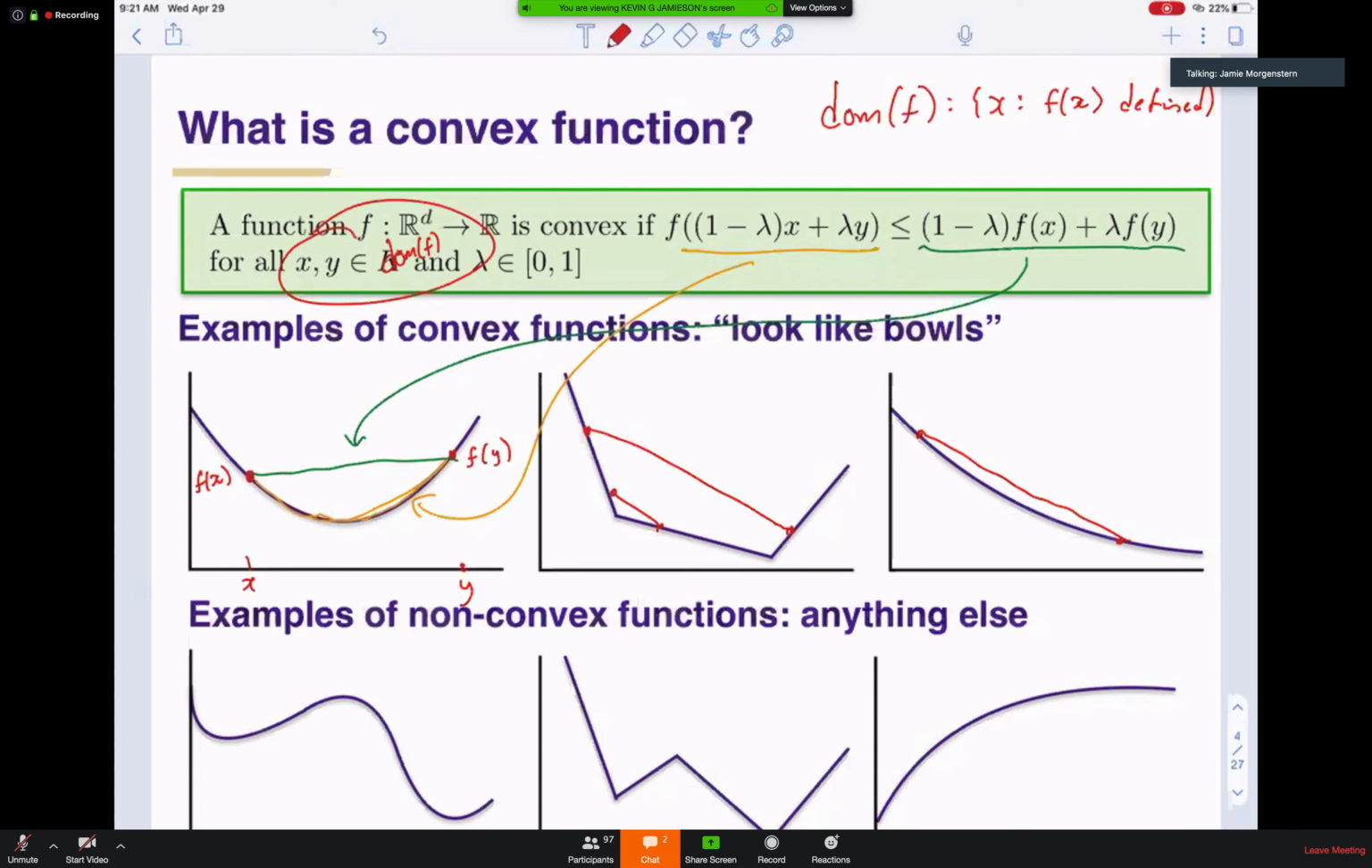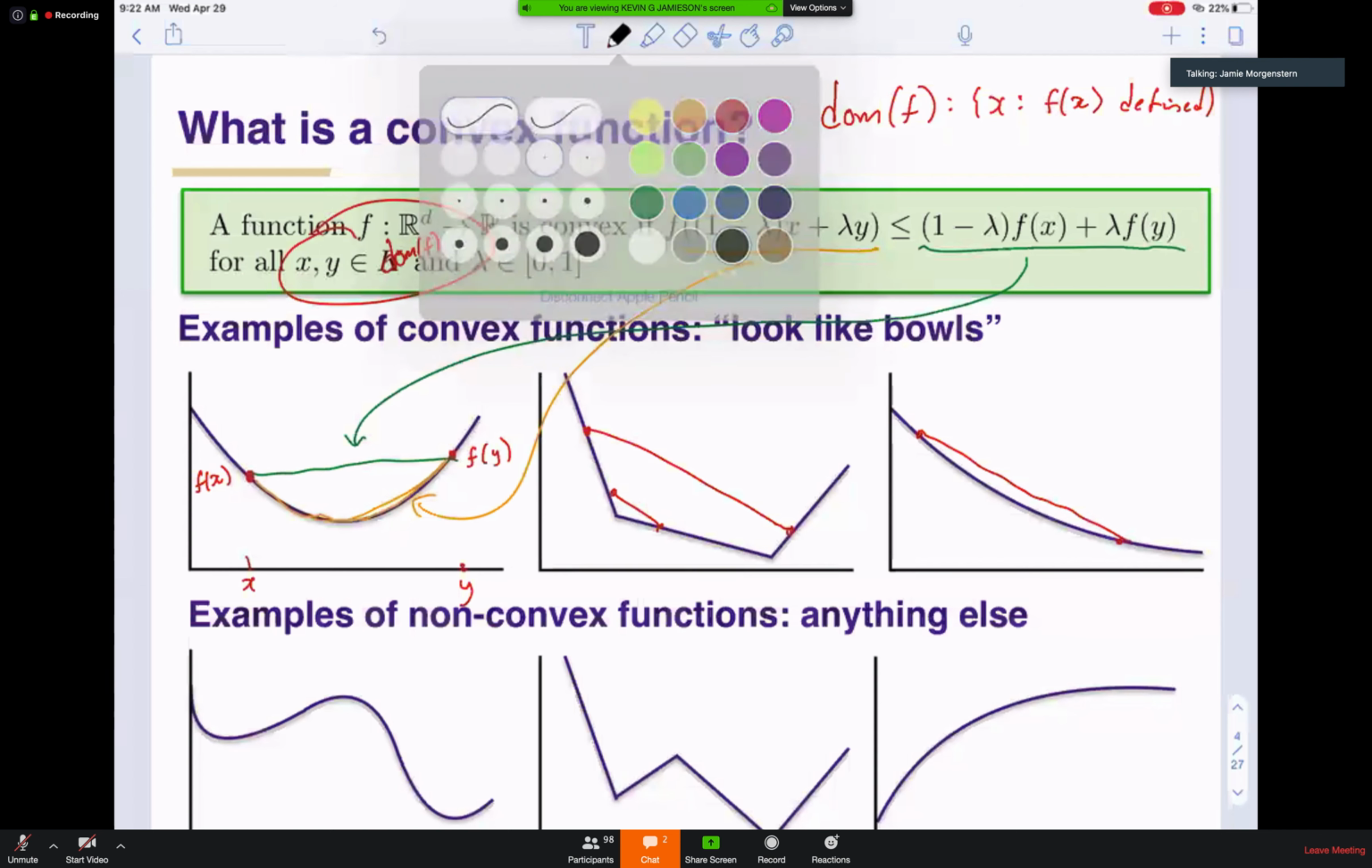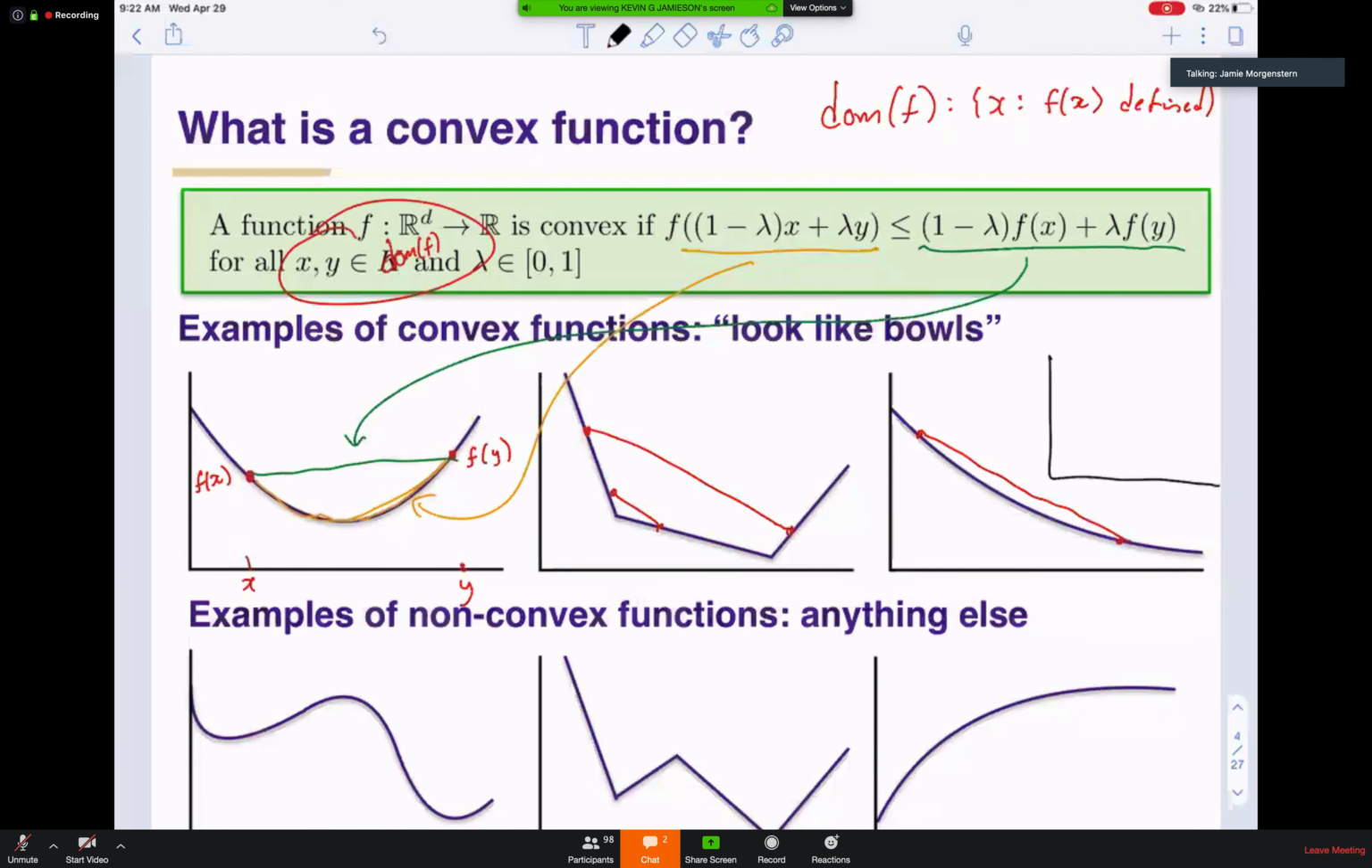One other comment. If we have a strictly increasing function like the exponential function, that's also going to satisfy the definition of convexity. It doesn't quite look like a bowl. The point is you can have a strictly increasing function which is also convex. If you're always thinking that it has to have 2 walls going upwards, that's not quite right.